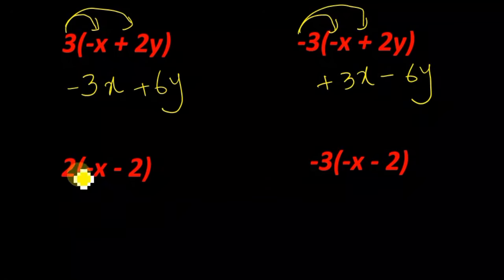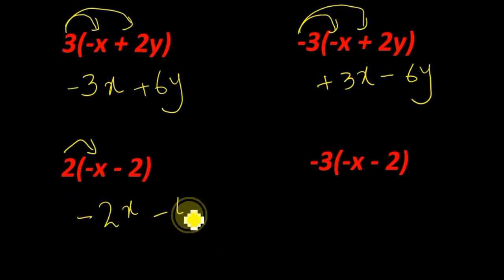Clear? 2 into minus 1, 2 ones are 2, minus x. Again the sign remains the same, minus 2 twos are 4. The numbers multiply with the constant.